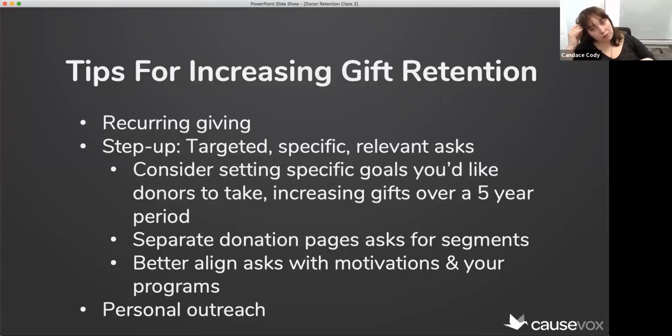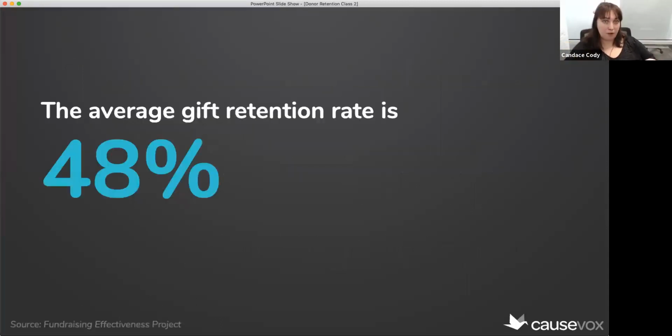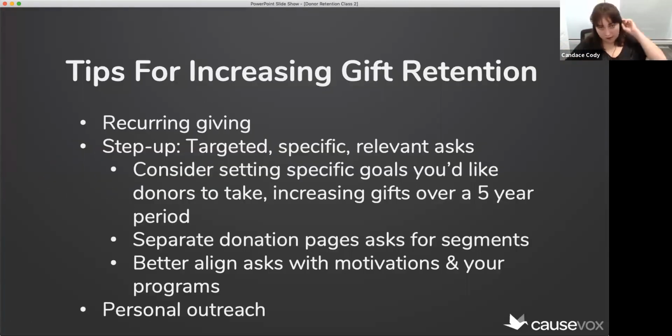But just kind of pulling back and looking at your lifetime value and having some goals in place for increasing gifts over a 5-year period, for example. So looking at that lifetime value and seeing where you can hopefully increase that gift rate even over and above that 3% increase.